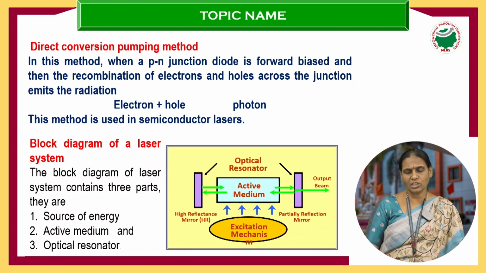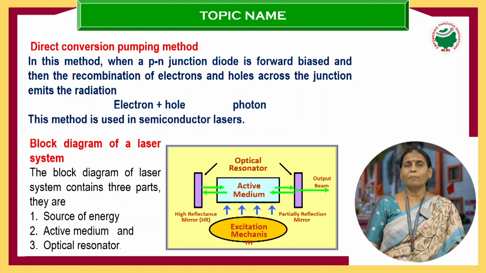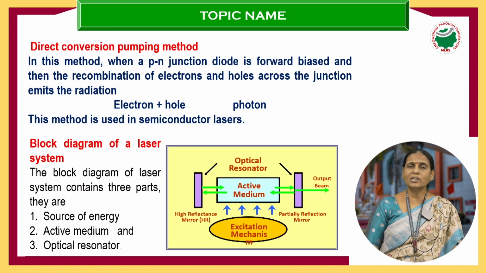Now next let us come out. What is the block diagram of a laser? How does a laser look like? What are the different components of laser? Each and every laser system consists of 3 main parts. One is called as the source of energy, second one is the active medium, and third one is the optical resonator. You can see this figure.